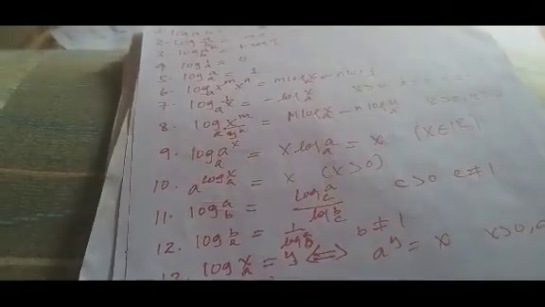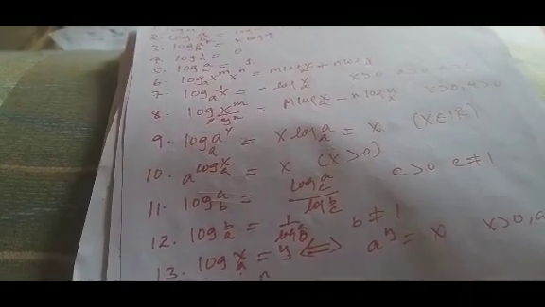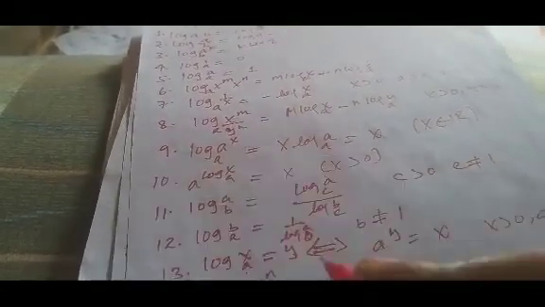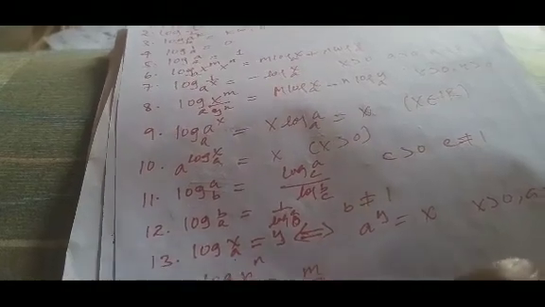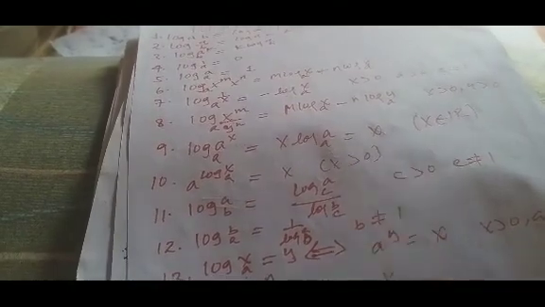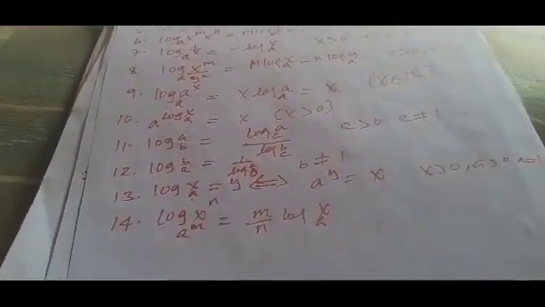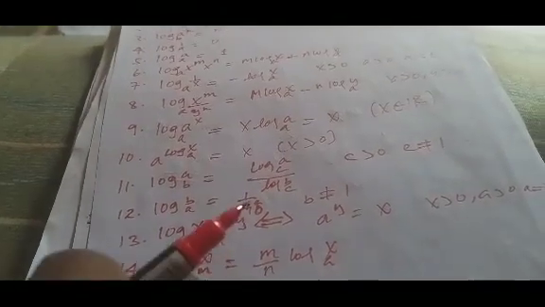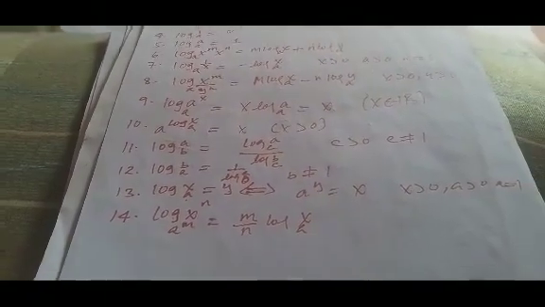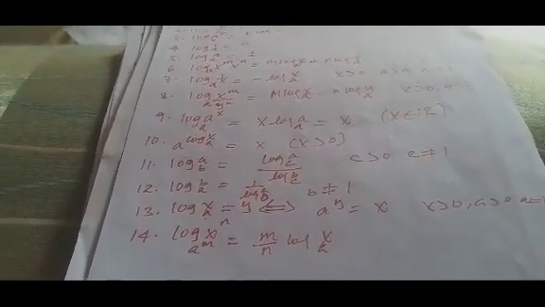Look at rule number 40. Log of x raised to n to the base a raised to m is equal to m over n log of x to the base a. These are the properties of logarithm. It's very important to solve or simplify logarithmic equations, expressions, and so on.